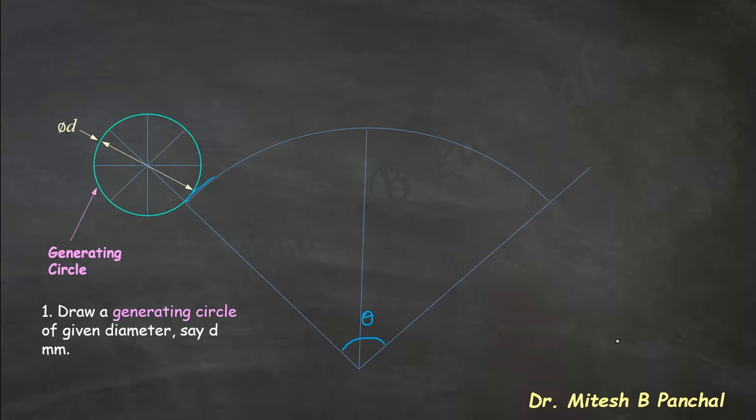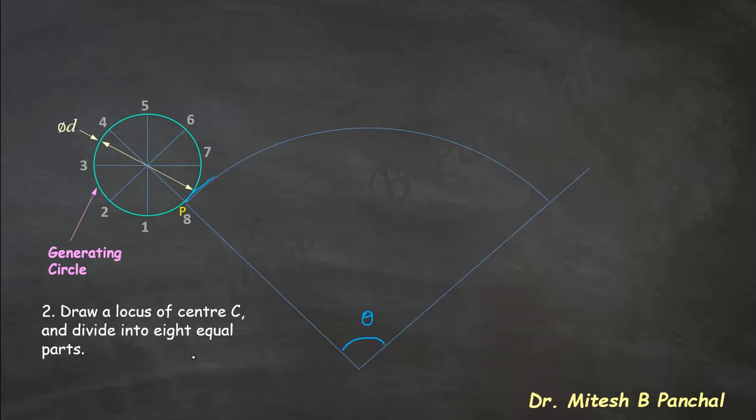Divide this generating circle into 8 equal parts. The contact point is the reference point which is considered for the construction of an epicycloid. As the circle rolls on the directing circle, the point P will move in the anticlockwise direction, so the numbering is also done in the same direction: 1, 2, 3, 4, 5, 6, 7, 8. The point P is the reference point which is considered to construct the epicycloid.